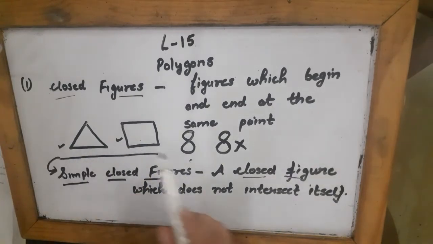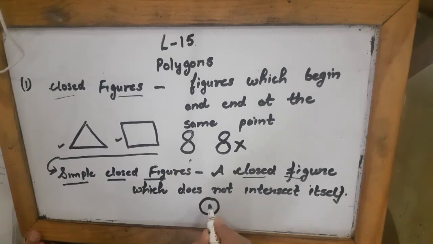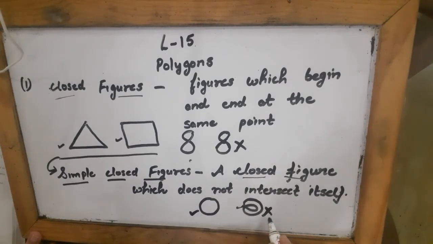If I give you one more example, look at this figure. I start from here and I end over here. So this is a closed figure. But if I draw a figure like this, I start from here and I end also over here. So this is a closed figure, but not a simple closed figure, because here you can see the two lines are intersecting each other. So the two lines are crossing each other. So while this is a closed figure, it is not a simple closed figure.